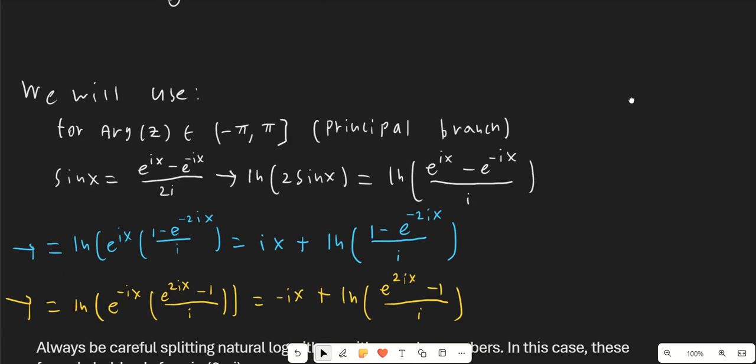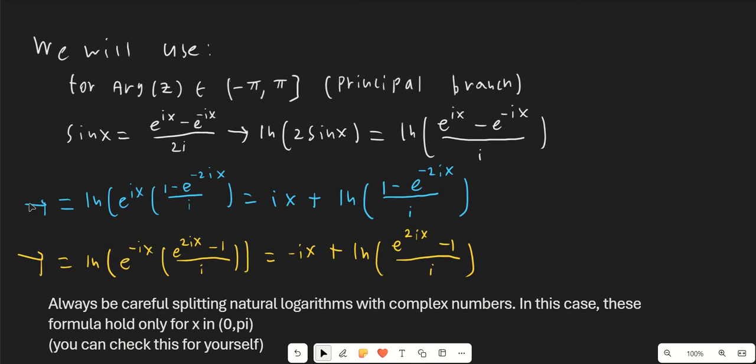So there's a few things that we're going to use here. First of all, we're going to be defining the principal branch of the natural logarithm, and that's dependent on the argument of z. So we're deciding that the argument of z is going to be between negative pi and pi, including pi but not negative pi. And this is usually the principal branch of the natural logarithm. So we'll be using this for all our calculations.